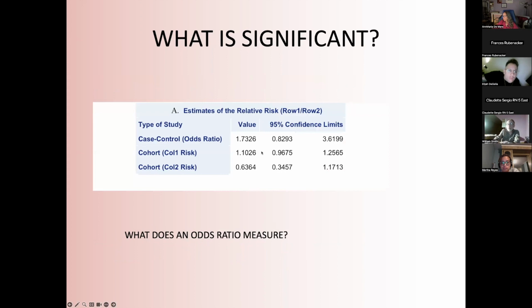So if you got something like this, and I asked you, is there a statistically significant difference between the groups given this odds ratio, what would you say? This gives you the relative risk. This gives you the odds ratio. This is the relative risk, and these are the confidence limits.